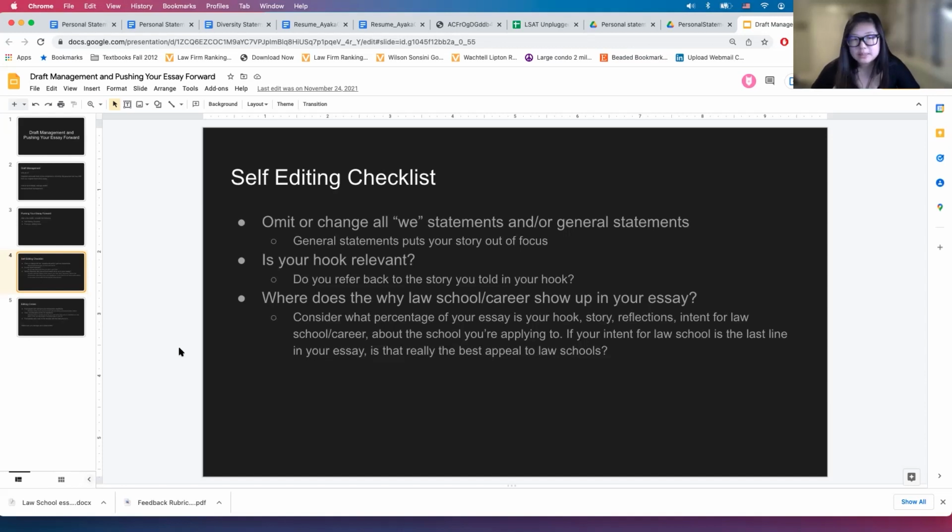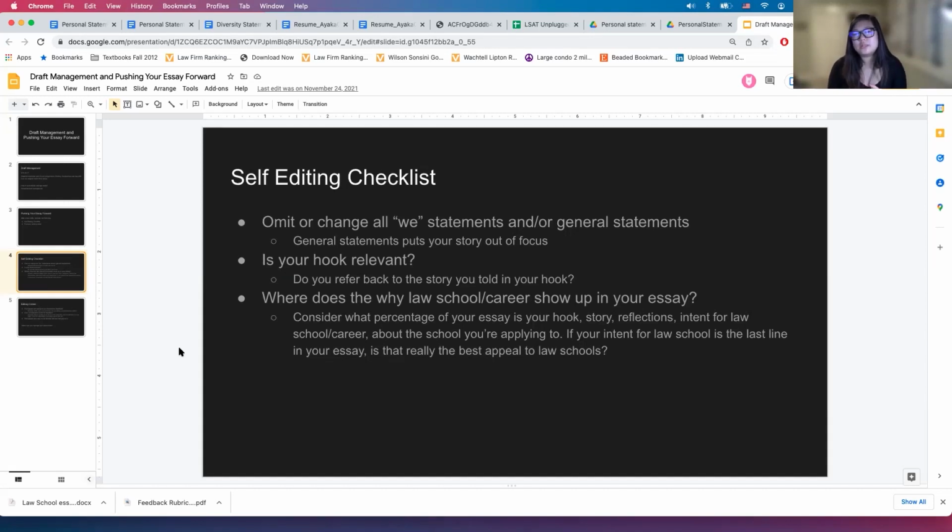How much space does this explanation take up in your essay? Because it should be a significant amount of space that's being taken up. It should not be one line tacked on to the end. So those are the three big things that I think when we look at an essay, if it's glaring, we have to call it out.